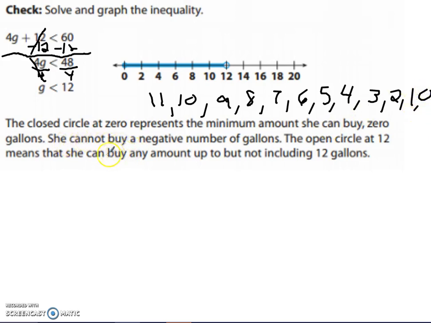The closed circle at 0 represents the minimum amount she can buy, 0 gallons. She cannot buy a negative number of gallons. The open circle at 12 means that she can buy any amount up to, but not including, 12. So any of these are a possibility. Okay, let's go to the last two.